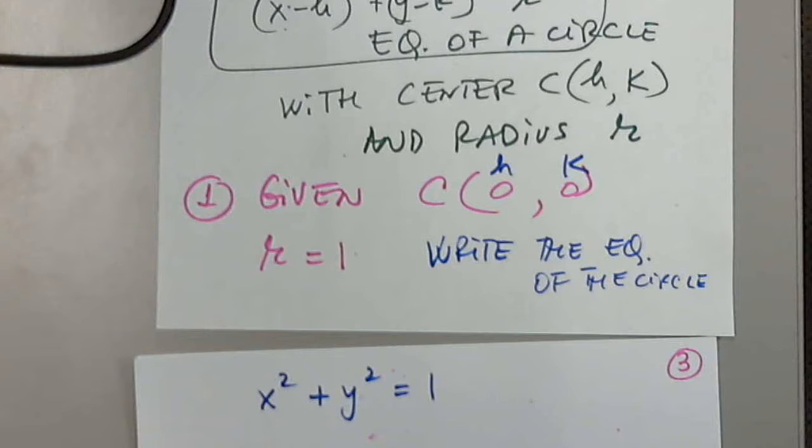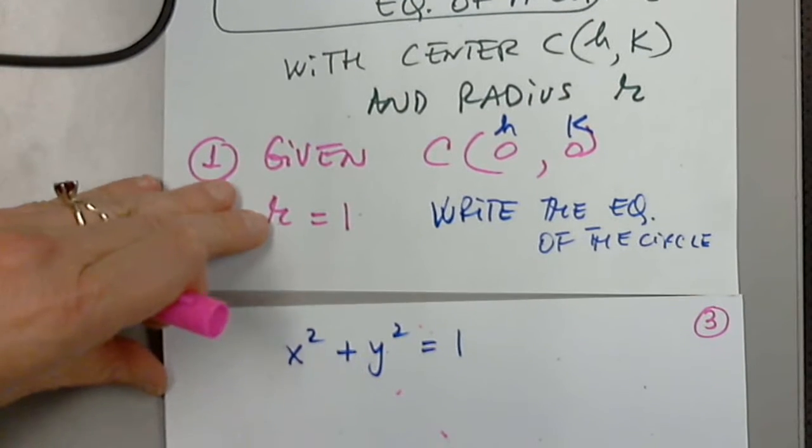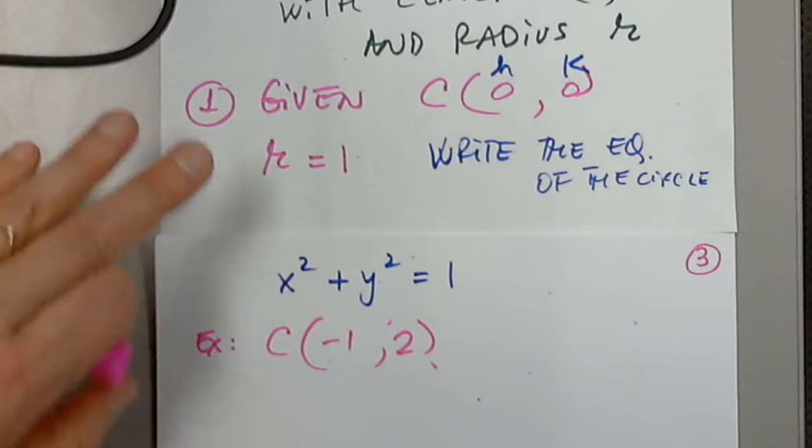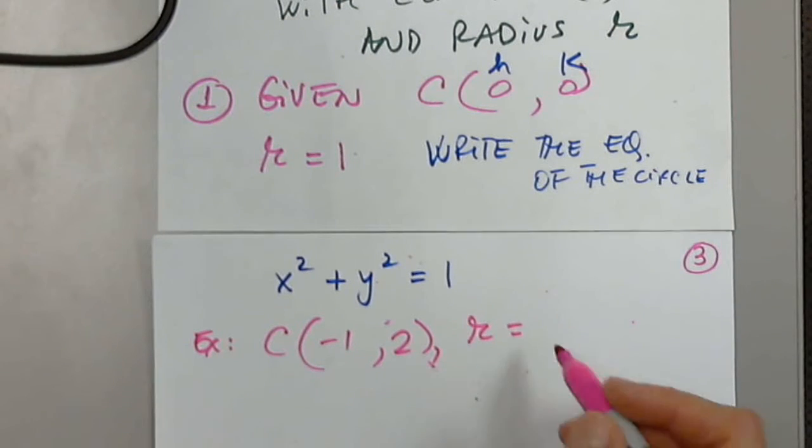Make up another one, please. And I want some negatives in there as well. Negative 1? Yes? 2. Awesome. So this is a second example. Not the second type. It's still type 1. And give me a radius. 17. Okay.